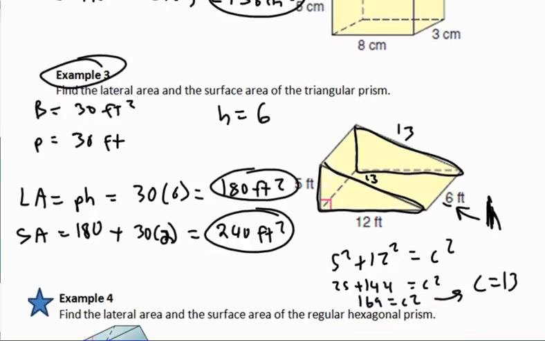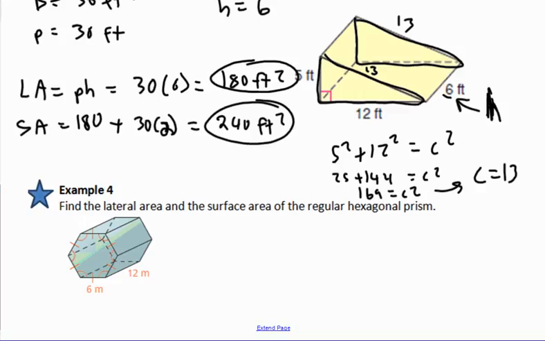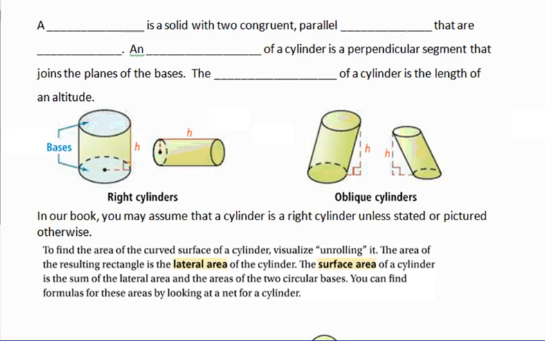Alright, here's one more example we're not going to get to right now. We're going to go on to this other part. So, cylinders. When we're looking at cylinders, a cylinder is a solid with two congruent parallel bases that are circles.